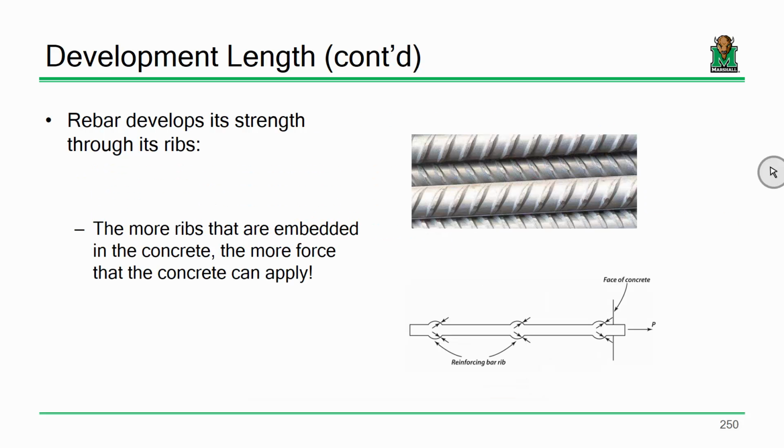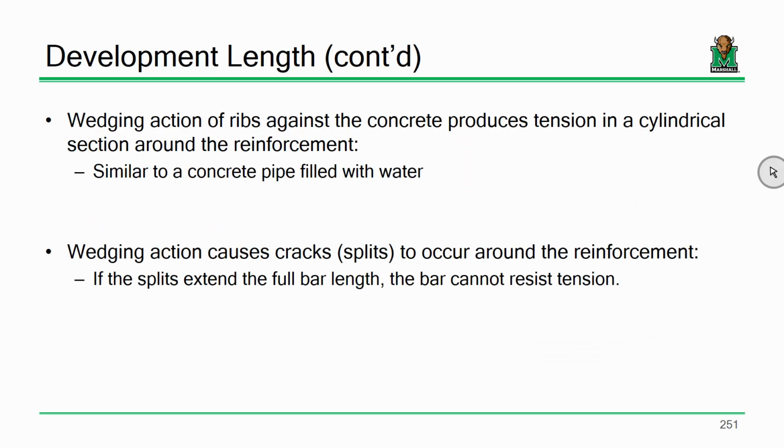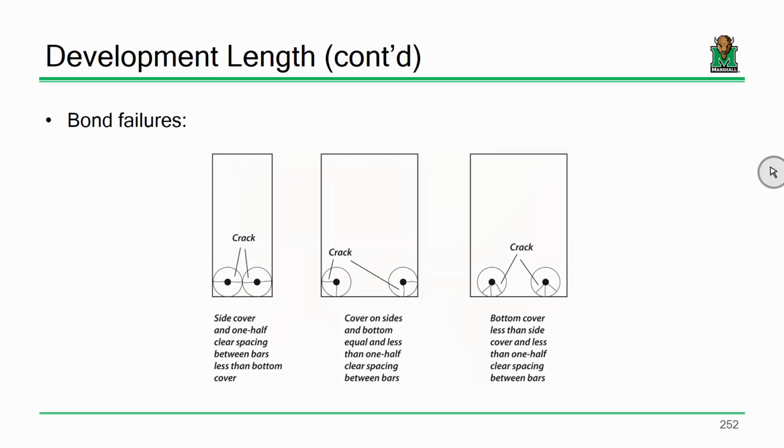As we said, rebar develops its strength through the fact that it has ribs on it. Those ribs grip with the concrete. More grip equals more strength. Now, when you look at a concrete element that has suffered a bond failure, it tends to occur in a cylindrical fashion. You can almost draw a circle right around the rebar, and you can see that's where the cracks occur. They look something like this.